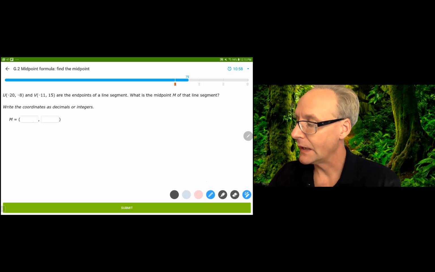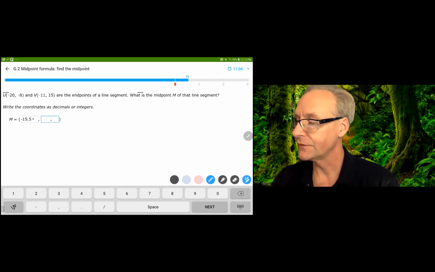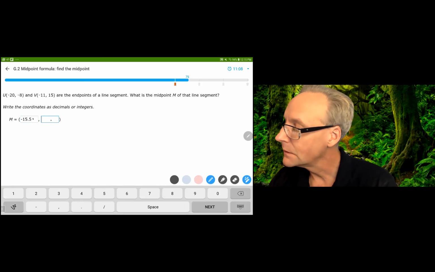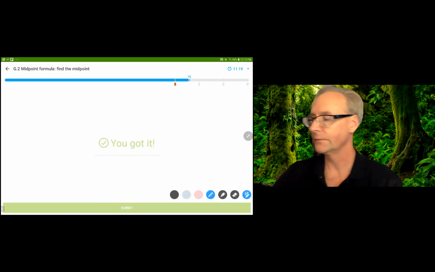In this one, we've got negative 15.5. When I add the x's, I get negative 31. When I add the y's, I get positive 7, so it's going to be 3.5. What's underlining over there? I don't know.